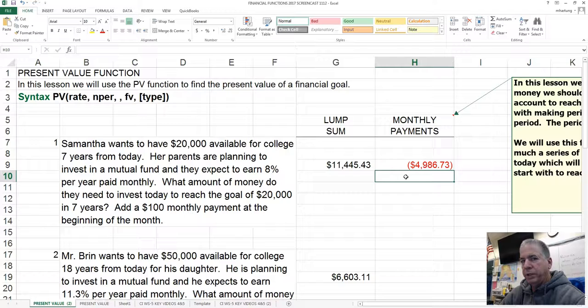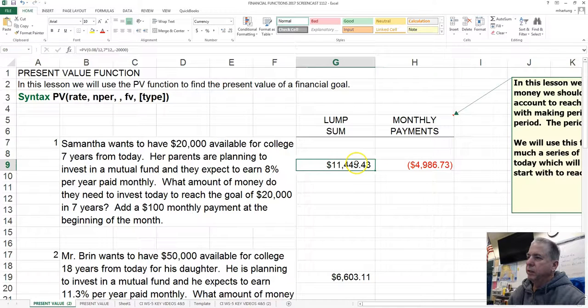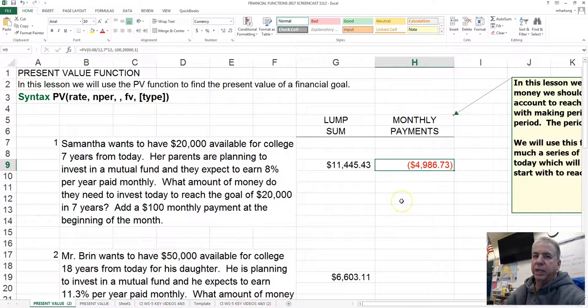So, with the addition of a $100 monthly payment, the present value today, instead of $11,000, is now about $5,000 that we would need to start with today in order to reach the financial goal of having $20,000 available 7 years from today, while including a $100 monthly payment. So go ahead and try the rest of these.